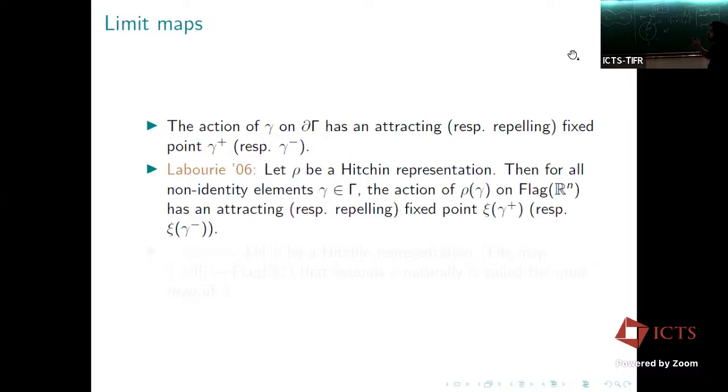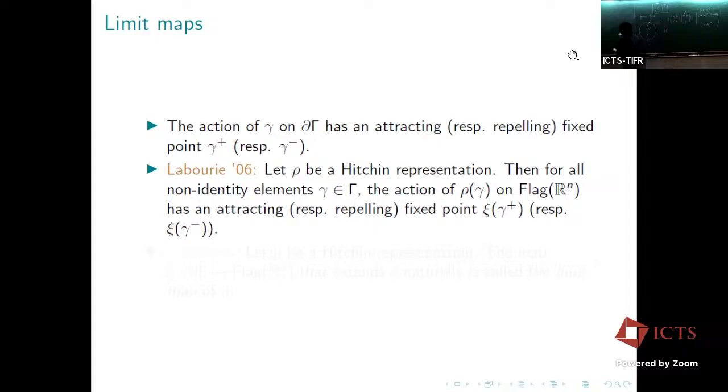And so what Labourie showed in 2006 is that if rho is a Hitchin representation, then for any non-identity element gamma inside gamma, the action of rho of gamma on the flag space, the space of all full flags of Rn, has an attracting fixed point and also a repelling fixed point. I'll just define what a flag is, or give a sort of rough picture.